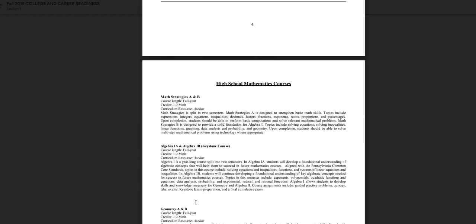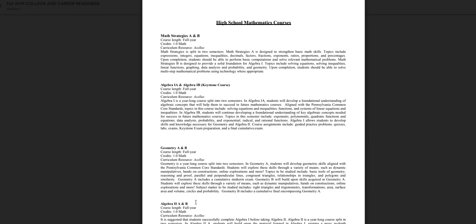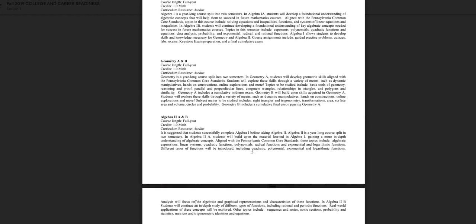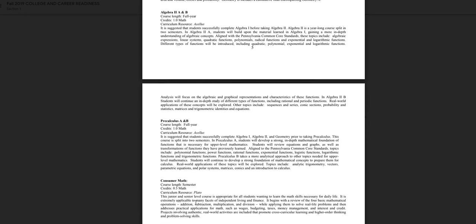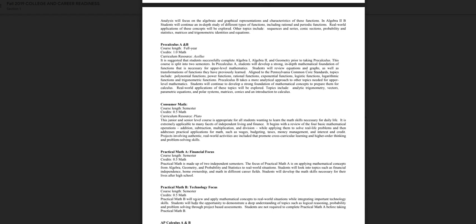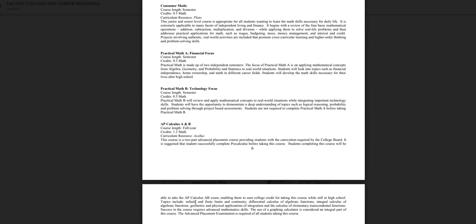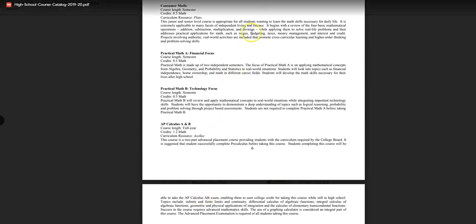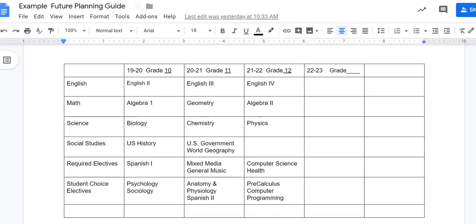So if you go through each of the subject areas, it will give you all the required courses, and then any type of electives will be listed at the bottom. This is where you can choose your electives. So let's go back to the planning guide.